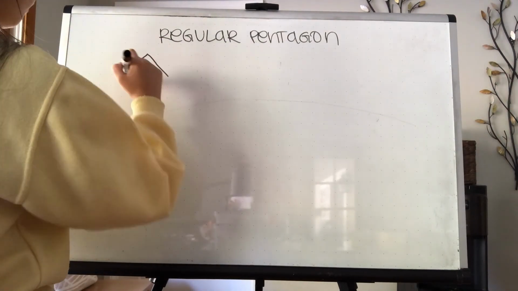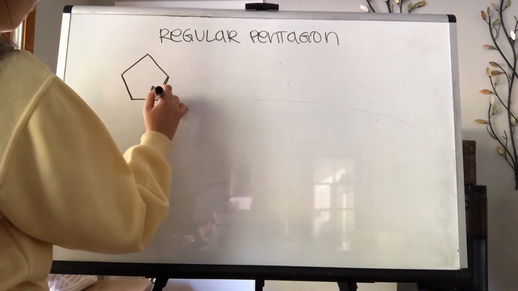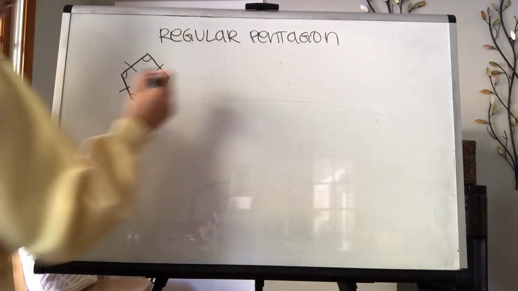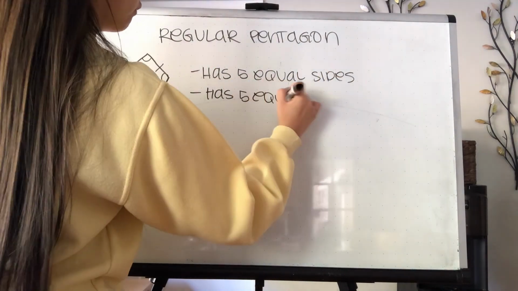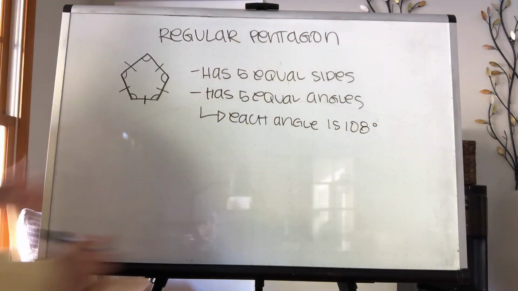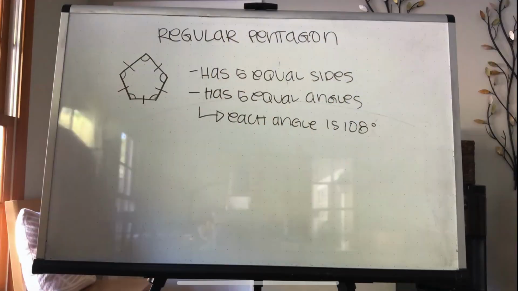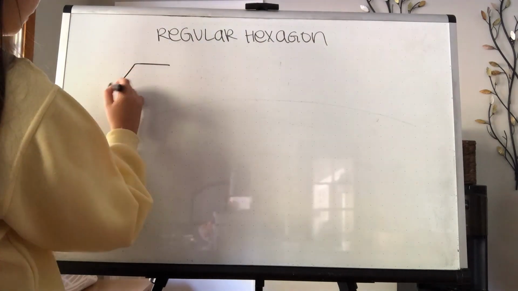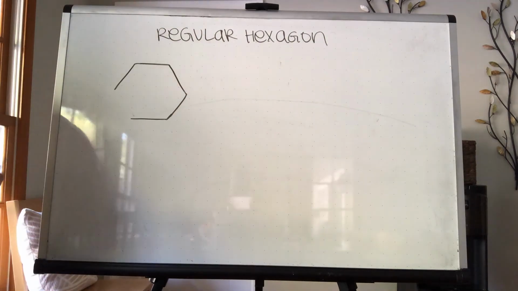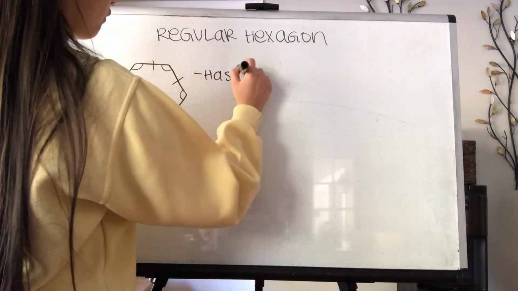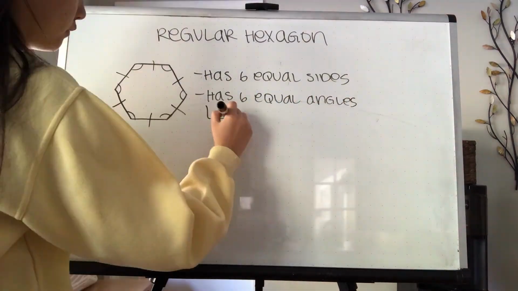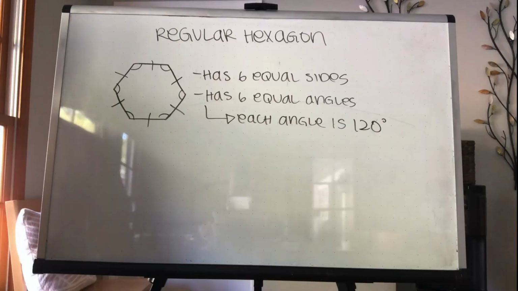The next example is a regular pentagon, and this is a regular polygon because it has 5 equal sides and 5 equal angles, and each angle is 108 degrees. And lastly, we have the regular hexagon, and this is a regular polygon because it has 6 equal sides and 6 equal angles, and each angle is 120 degrees.